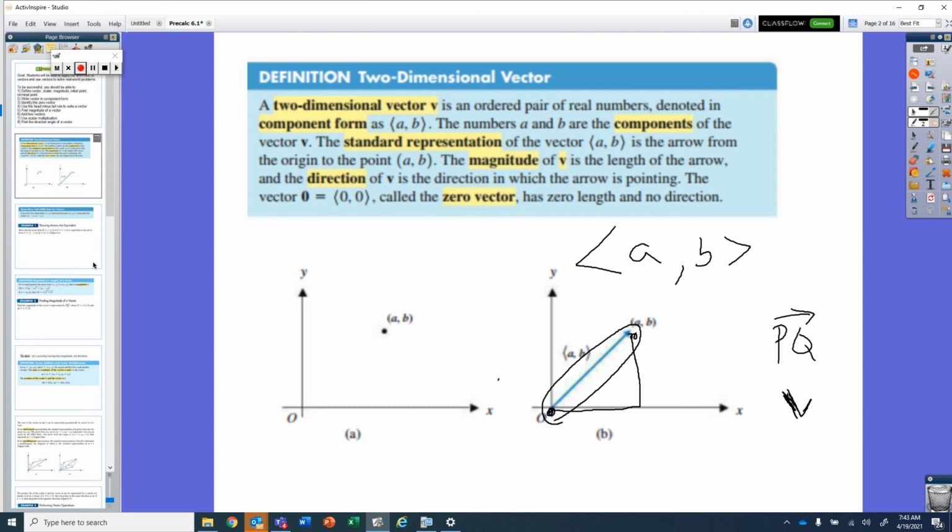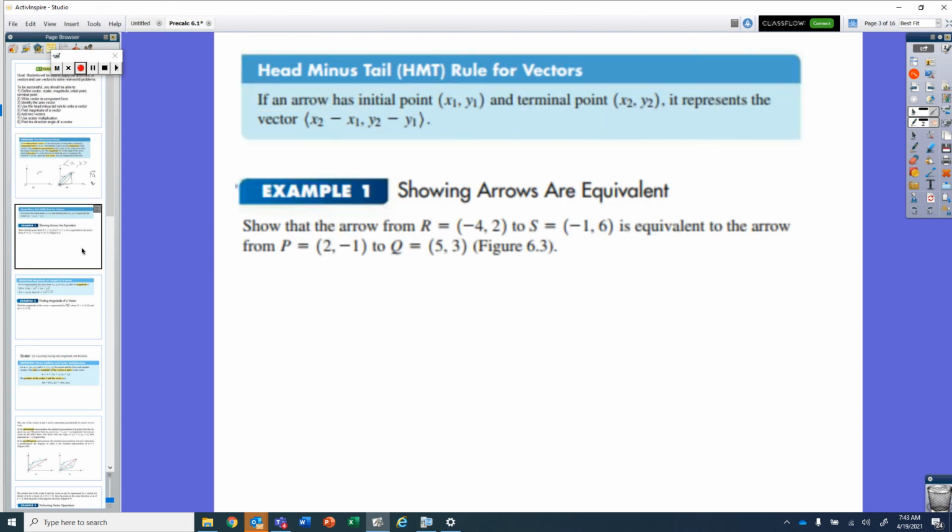So let's go real basic and get started with how to find a vector. You might remember this from your geometry days. We call it the head minus tail rule. To get from one point to the other, we take the difference between the second x-coordinate and the first x-coordinate, and the second y-coordinate and the first y-coordinate.